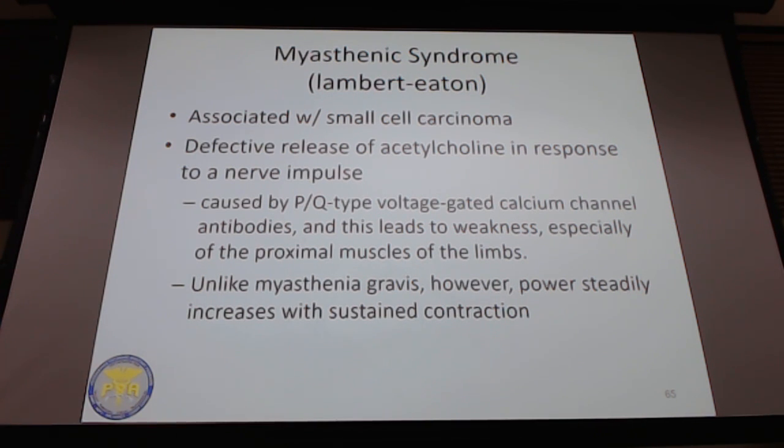Myasthenic syndrome, or Lambert-Eaton. This is associated with small cell carcinoma. This is the only thing we talk about, small cell carcinoma in this class. So defective release of acetylcholine in response to nerve impulses. Unlike myasthenia gravis, power steadily increases with sustained contraction. Myasthenia gravis is a fatigable syndrome, right? So these people get worse as the day goes on. If you ask them to do a Romberg test and they have myasthenia gravis, what's going to happen? They're just going to quit, slowly. This is kind of similar, but unlike that, they're going to get increased power with sustained contraction.